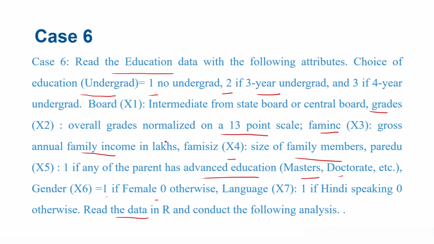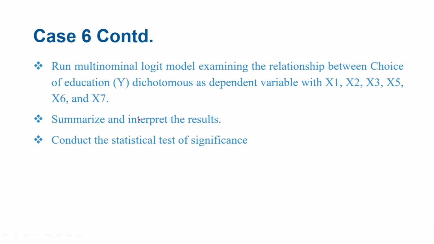We'll read the data in R and conduct the following exercise and analysis. We'll run a multinomial logit model examining the relationship between the choice of education as the dependent variable and independent variables x1, x2, x3, x5, and so on, as we described earlier. We'll summarize and interpret the result. We'll conduct the statistical test of significance. We'll examine the fitted probabilities. We'll also do some prediction exercises to see the goodness of fit of the data. With this, we conclude the exercise.